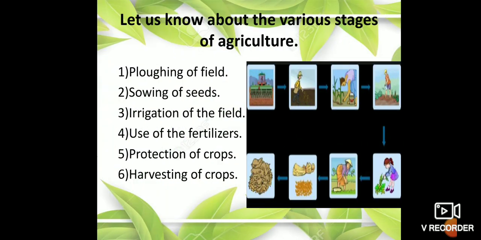Now let us see the various stages of agriculture, how this process takes place. The different stages are: first, plowing of field; second, sowing of seeds; third, irrigation of the field; fourth, use of fertilizers; fifth, protection of crops; and the last one is harvesting of crops. Next we are going to see the detailed description of each stage. So here we go.